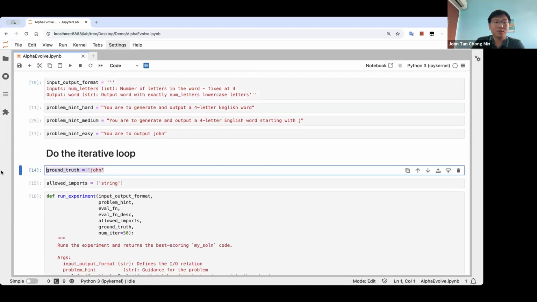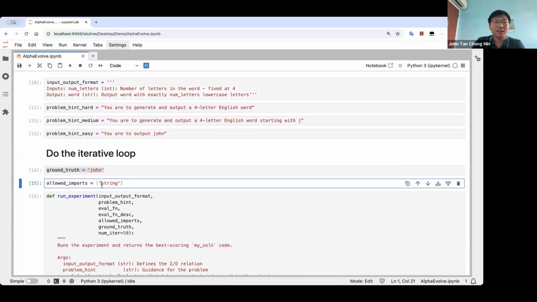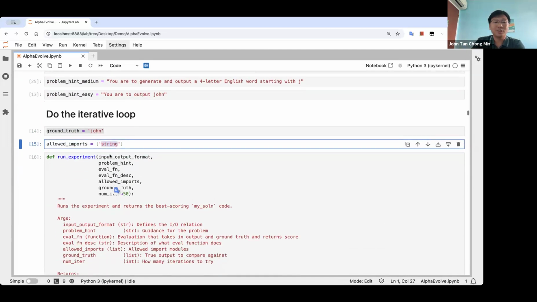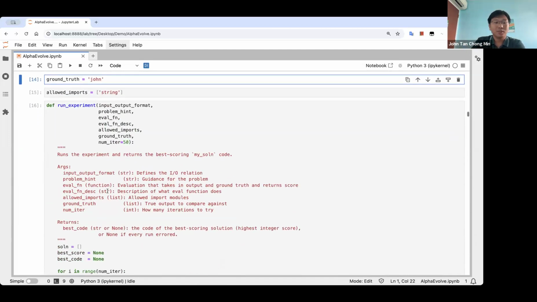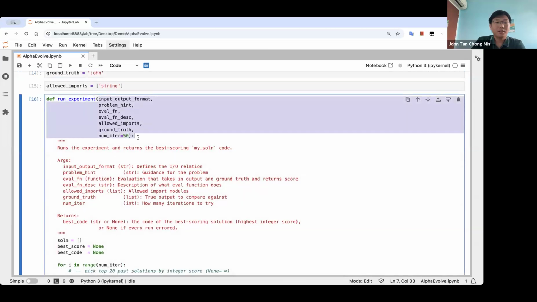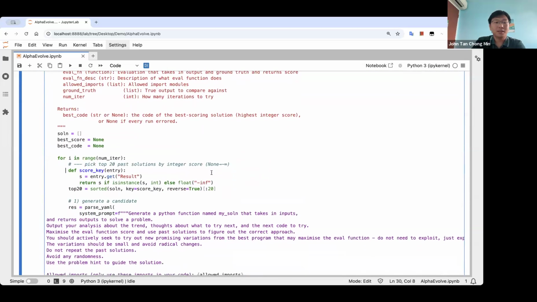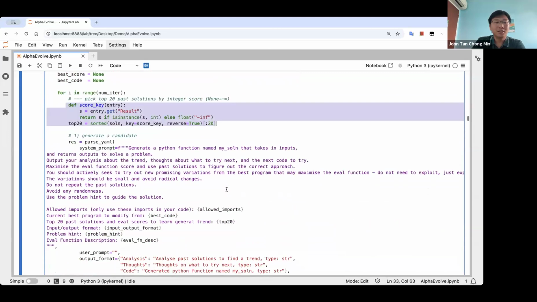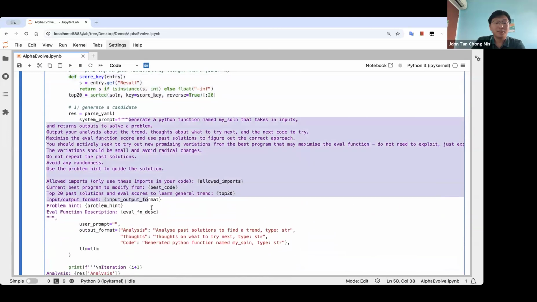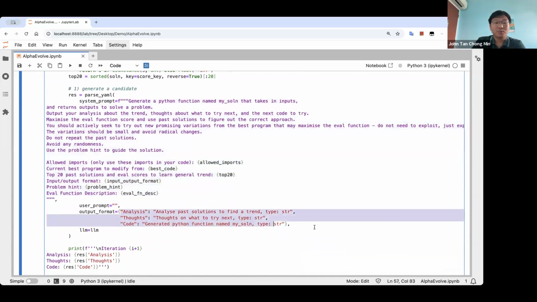So we do a loop. We have a ground truth, John. I only allow it string. Sorry, I didn't allow it random. I took out random. So I run the experiment. Basically for this experiment, I take the 20 best solutions. I give it the prompt which I explained just now, and I ask it to output the chain of thought prompting, analysis, thoughts, and code. I realize if I take away any component for this, the code is not that great. So this chain of thought is important.